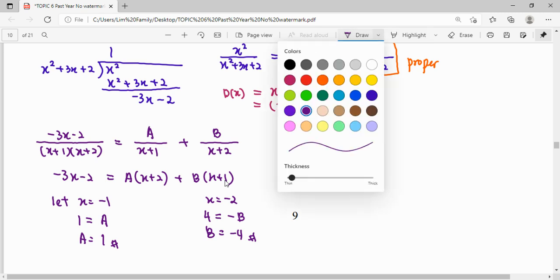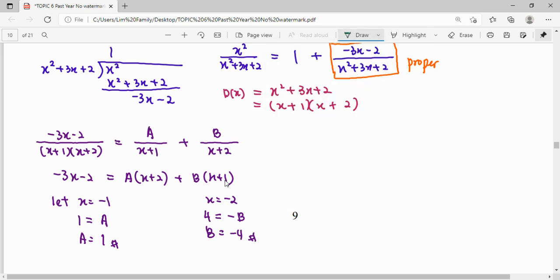Therefore, lastly, we're going to express our fraction in partial fraction. So we will start back with the original fraction here, which is improper. x squared over x squared plus 3x plus 2 equals our quotient, which is 1. So for this part, we will substitute this partial fraction inside, where our a is 1. So it will become 1 over x plus 1. When the b is -4. So here it will become -4 over x plus 2. So negative, positive become negative. So I take out the negative to put here.